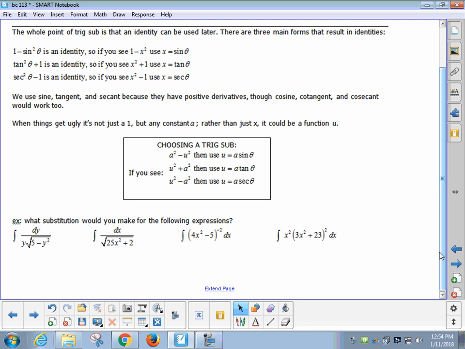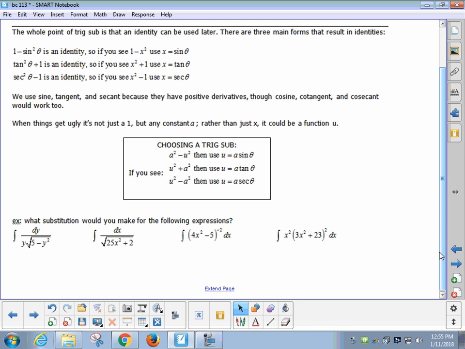1 minus sine squared is an identity. What does it equal? Cosine squared. Okay. So if you ever see in an integral 1 minus x squared, then your choice would be let x equal sine. So you get 1 minus sine squared, and that's an identity. Okay? Tangent squared plus 1 is an identity. It equals secant squared. So if you see x squared plus 1, then you would let x equal tangent. So you get tangent squared plus 1, and you replace it with secant squared. Same goes with secant squared minus 1, which is tangent squared. So if you see x squared minus 1, let x equal secant, and you'll be in good shape.